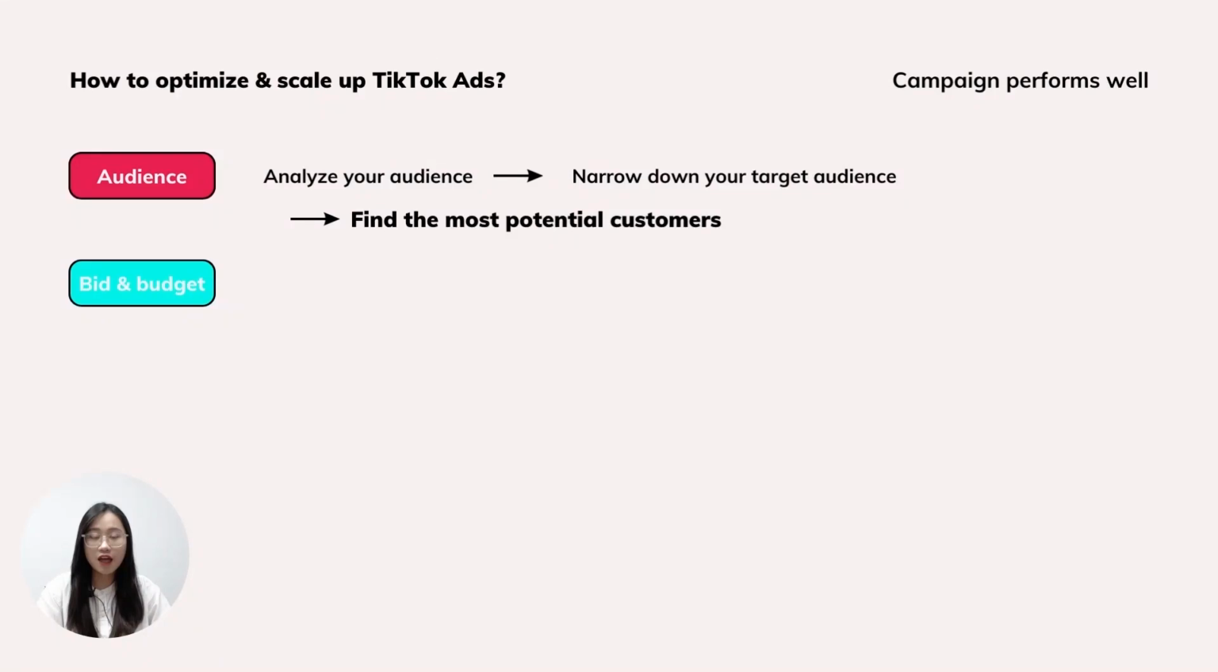For the bidding, if you are choosing the lowest cost, we recommend changing to the cost cap. It means that you give TikTok the maximum amount you want to spend for an order. In this way, you can easily control the average cost per result. Here's an example to make sure you get the idea.